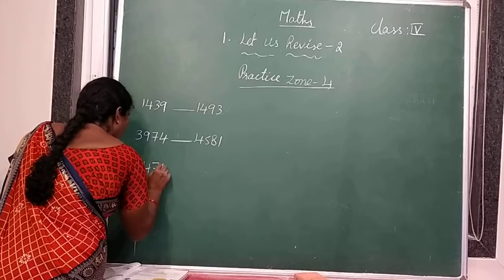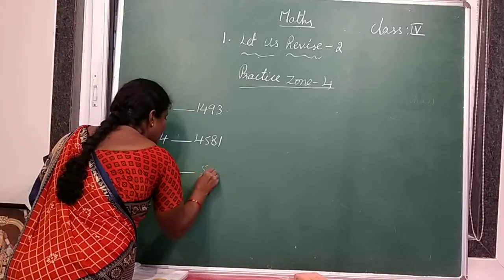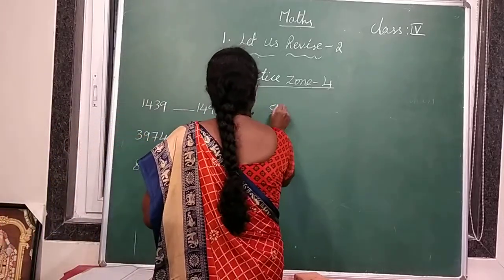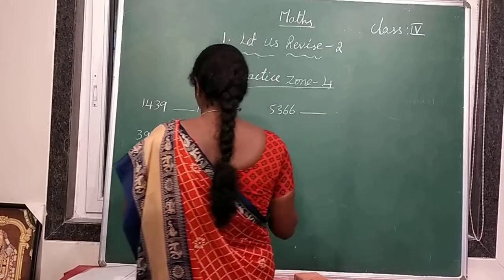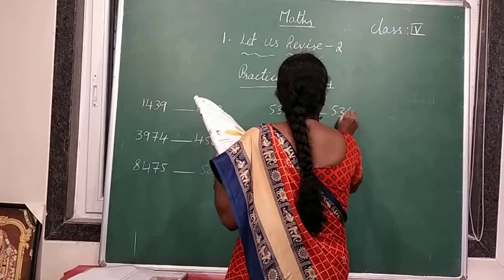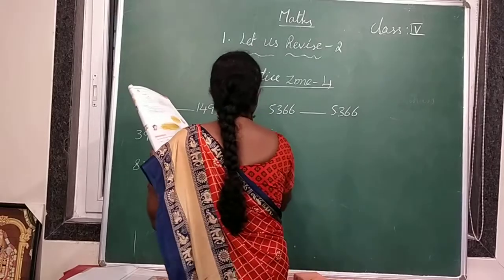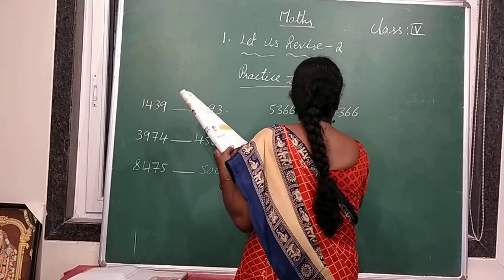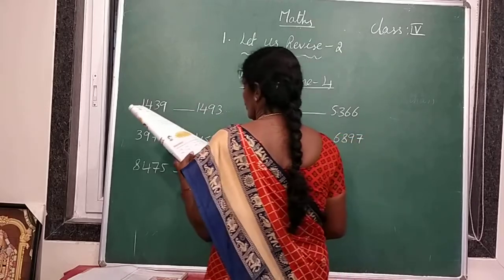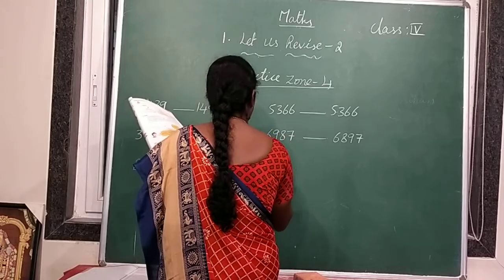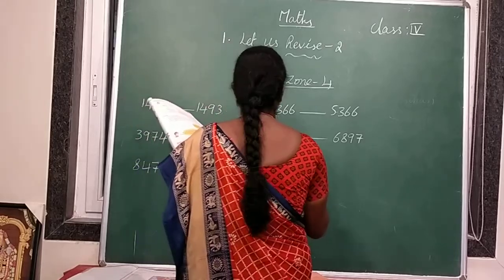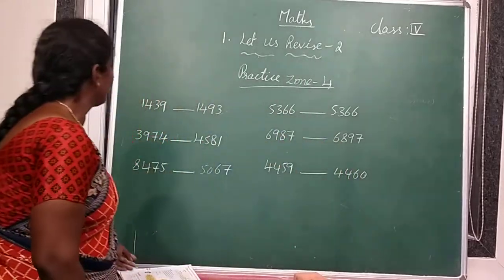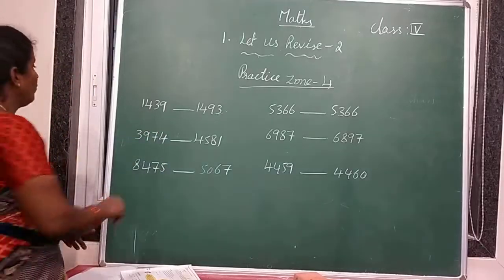8,475, 5,067, and next 5,366, 5,366, 6,987, 6,897, 4,459, 4,460. Now total 6 questions are there. Go for first one.